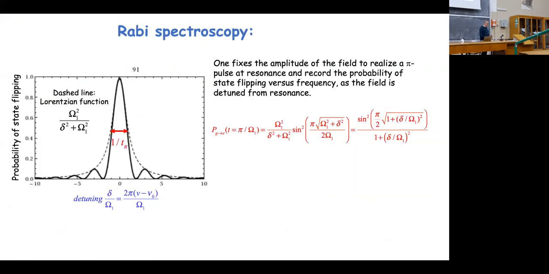So next, what is Rabi spectroscopy? Rabi spectroscopy is just you apply to the sample pi pulses at resonance, a pulse which at resonance flips exactly the spin from 0 to 1. Then what it means is that you scan the frequency, and you see what happens. That is, you scan delta, where delta is omega minus omega 0. That is the mismatch.